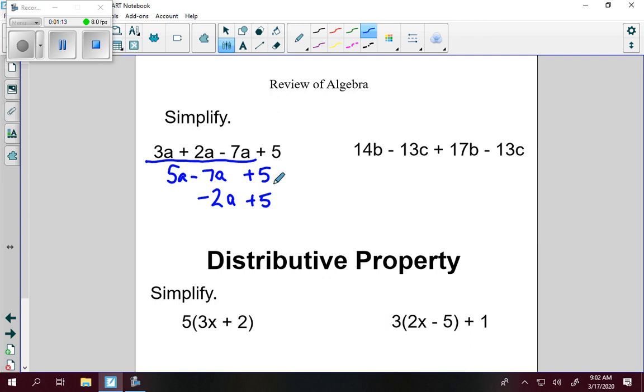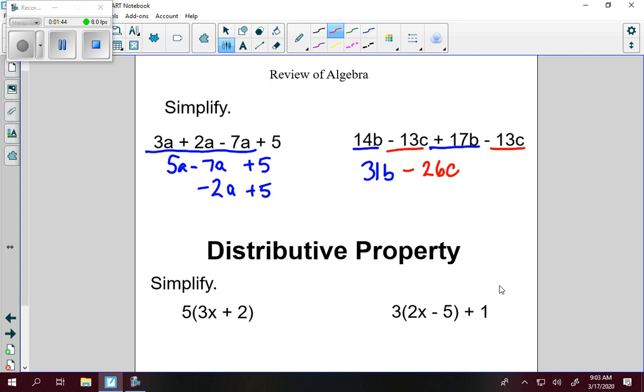The next one is 14b minus 13c plus 17b minus 13c. Again, the key here is looking at your signs and looking at like terms. So we have two b's together, 14b and plus 17b, which would make 31b. And with your c's, you have minus 13c and minus 13c again, so it would be minus 26c. Since one has a b and one has a c, you're done.